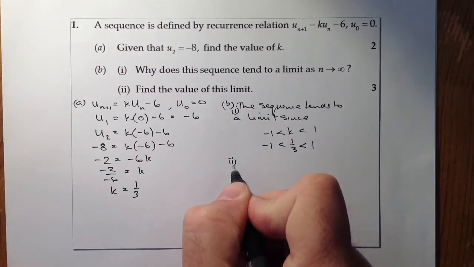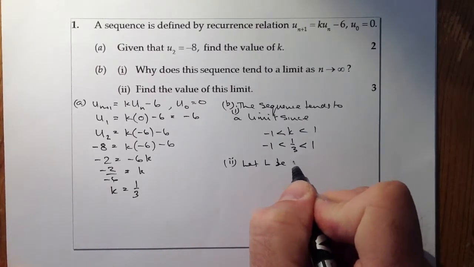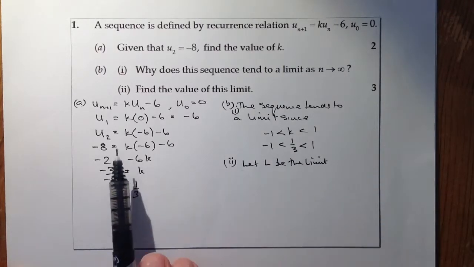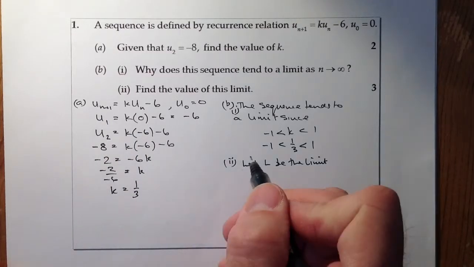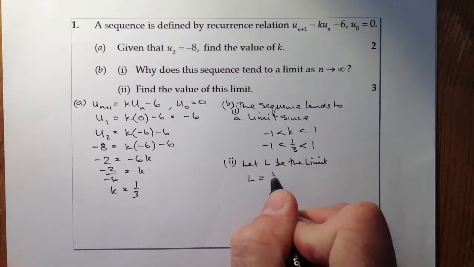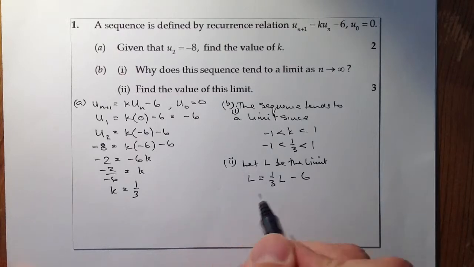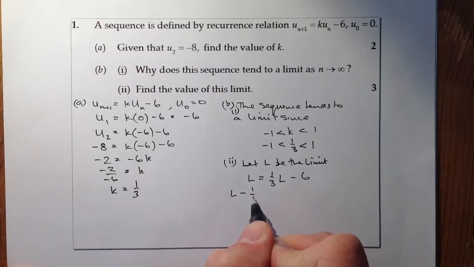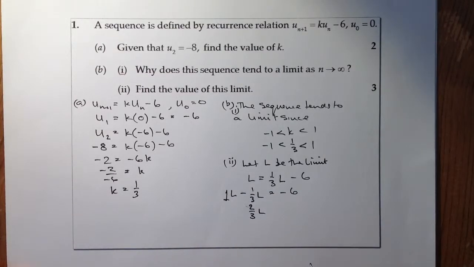For part 2, find the value of the limit. I'm going to let L be the limit, and I'm going to put L in here and here and work things through. So L is equal to 1/3 L minus 6. I'll gather everything on the left hand side with the letter L, so L subtracting 1/3 L is equal to -6. That gives me 2/3 L, because remember that's a 1L subtracting 1/3 L.